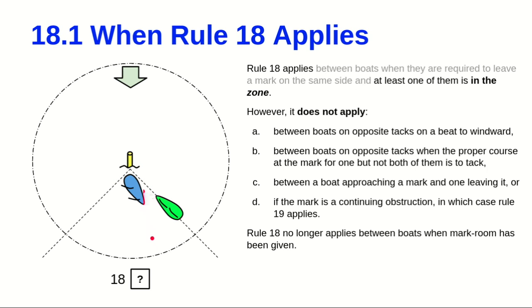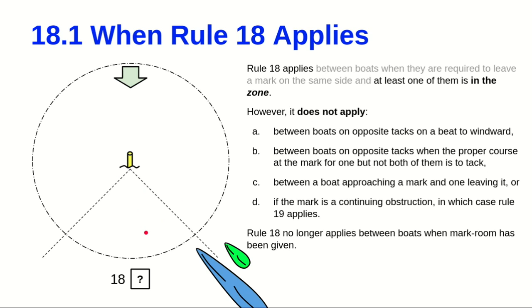What about these 2 boats? Well, this is the case where one boat is approaching the mark and the other boat is leaving it. So no matter what, Rule 18 is not going to apply between these 2 boats, even if they're on opposite tacks or whatever.